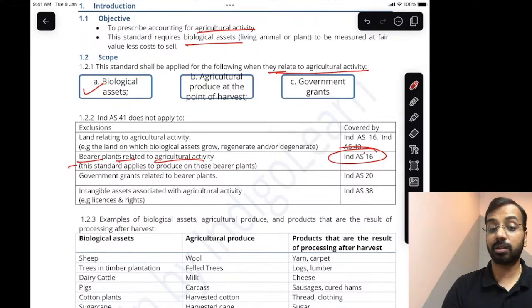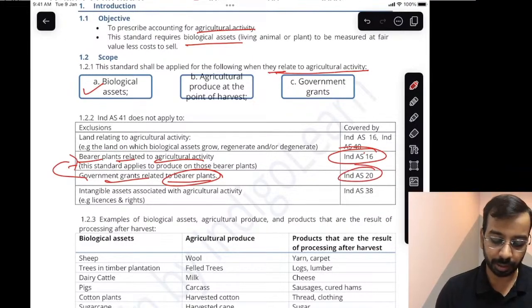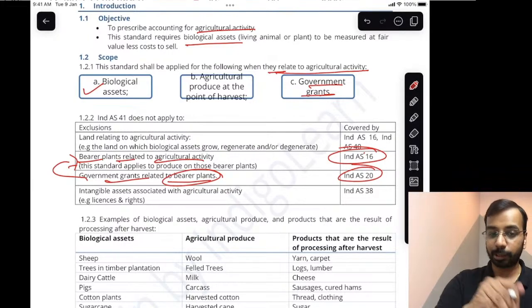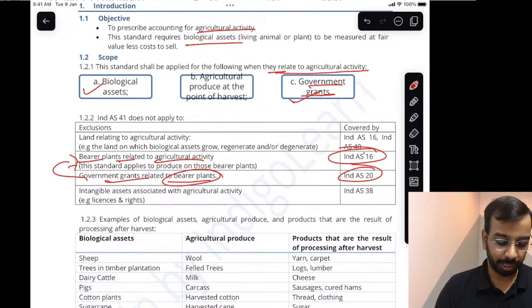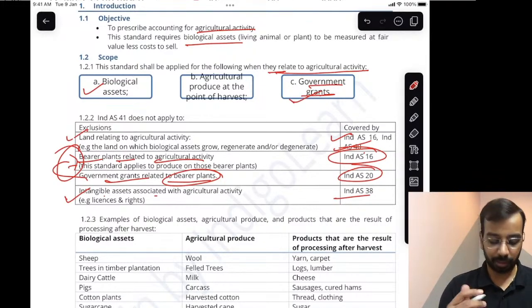This detailed discussion we already had in Ind AS 16. Government grants related to bearer plants are covered under Ind AS 20. Government grants related to agricultural activity will be covered here. Intangible assets, land, or buildings, you will cover by Ind AS 38, Ind AS 16 and Ind AS 40 respectively. Very important: bearer plants are covered under Ind AS 16.